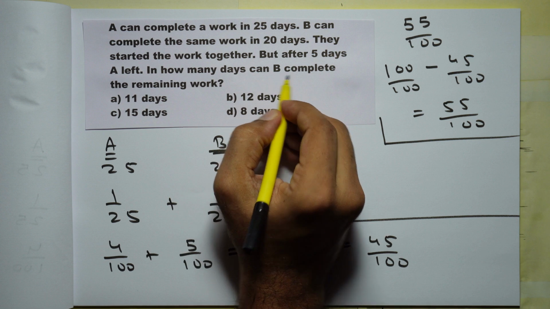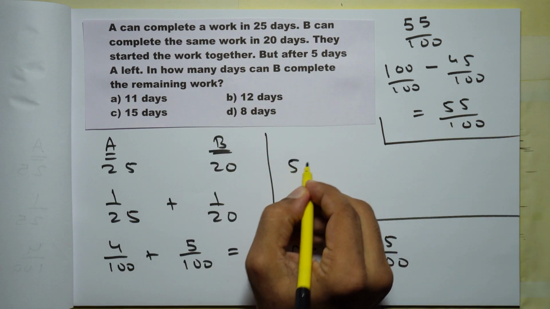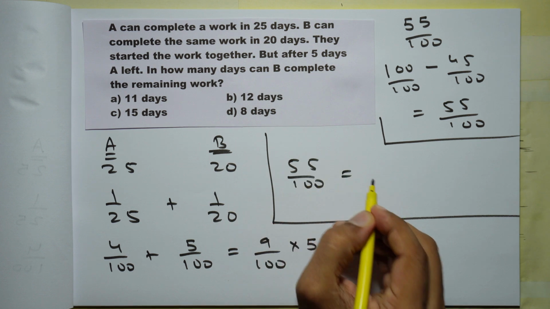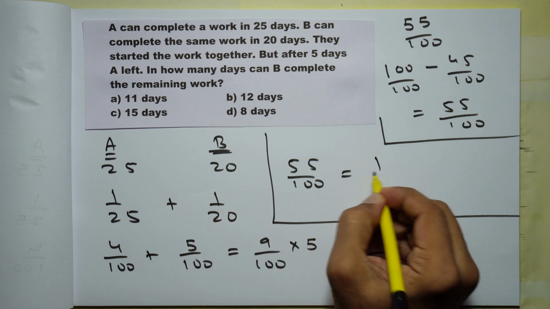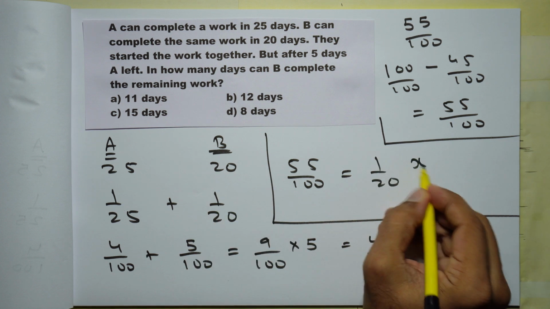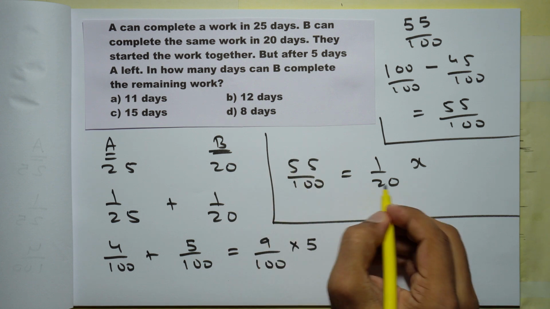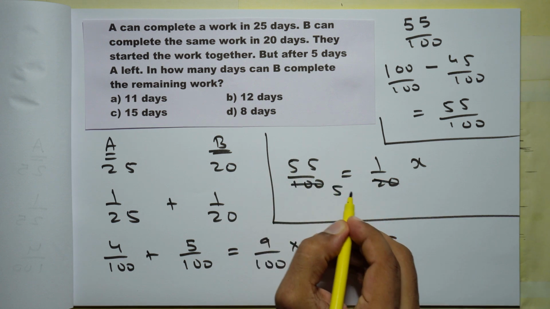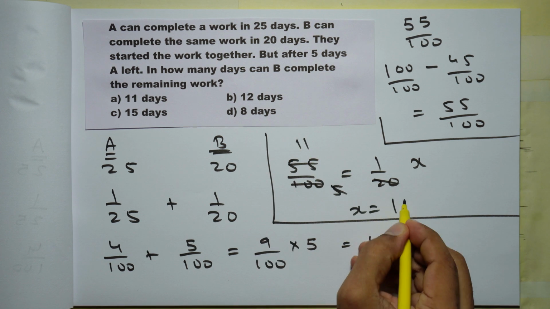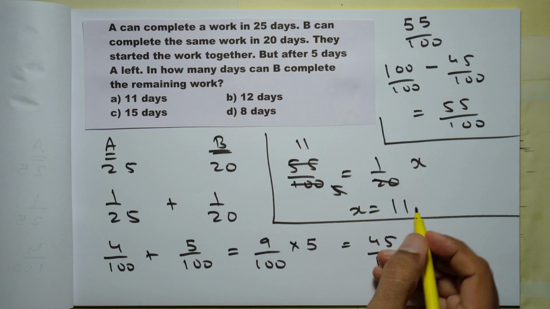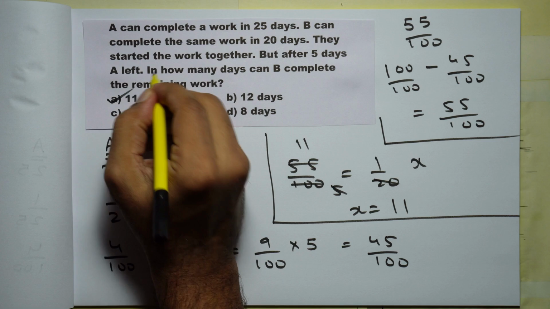In how many days can B complete the remaining work? So this is the remaining work, 55 by 100. This is to be done by B alone. Every day B will do 1 by 20th of the work. Like that for X days to complete the remaining work, that is 55 by 100. Now 20 divides 5 times, 5 divides 11 times. So X you will get as 11. So after the first 5 days, B will have to work for 11 days. So option A, 11.